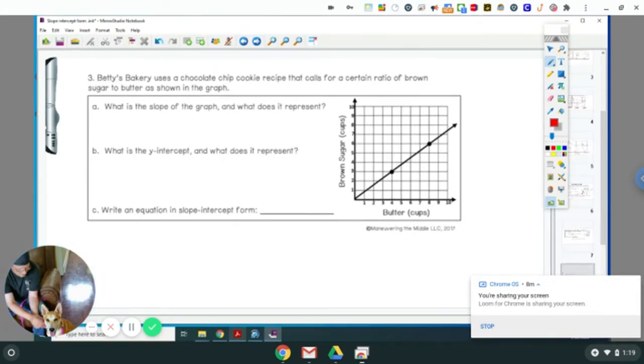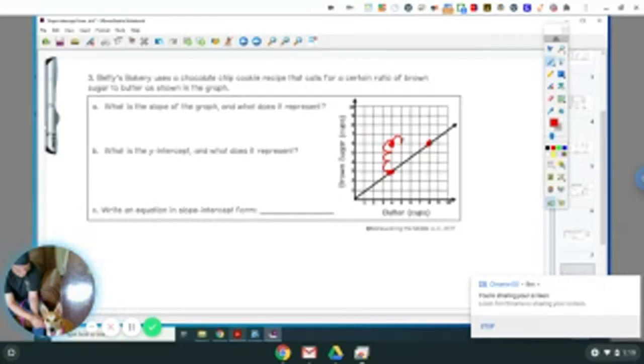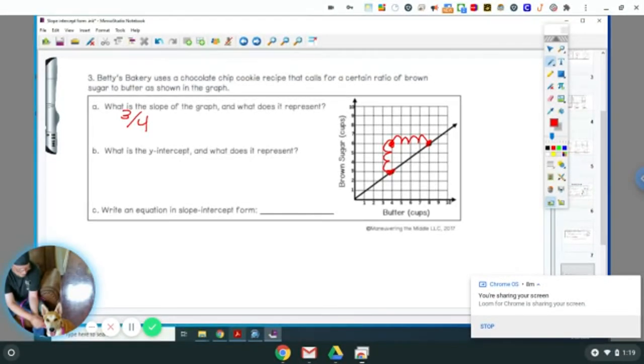Okay, Betty's Bakery uses a chocolate chip cookie recipe that calls for a certain ratio of brown sugar to butter, as shown in the graph. What is the slope? So they give us 2 points here and here. So we're going to use these 2 points to find our slope. So we're going to go rise 1, 2, 3. And I'm going to go run 1, 2, 3, 4. So my slope is 3/4. My y-intercept is 0 because it starts here at the origin. So my equation is y is equal to 3/4 x.